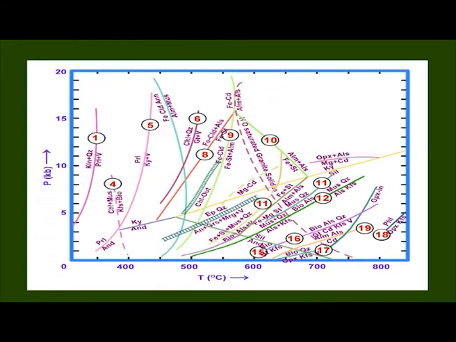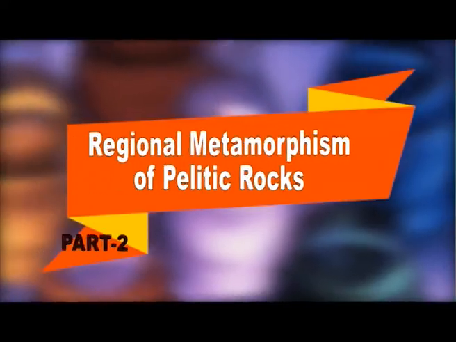This marks the beginning of chlorite zone. Chloritoid appears in rocks rich in alumina and FeO and poor in alkalis. The chloritoid is formed by the reaction kaolinite plus Fe chlorite give rise to chloritoid plus quartz plus water.